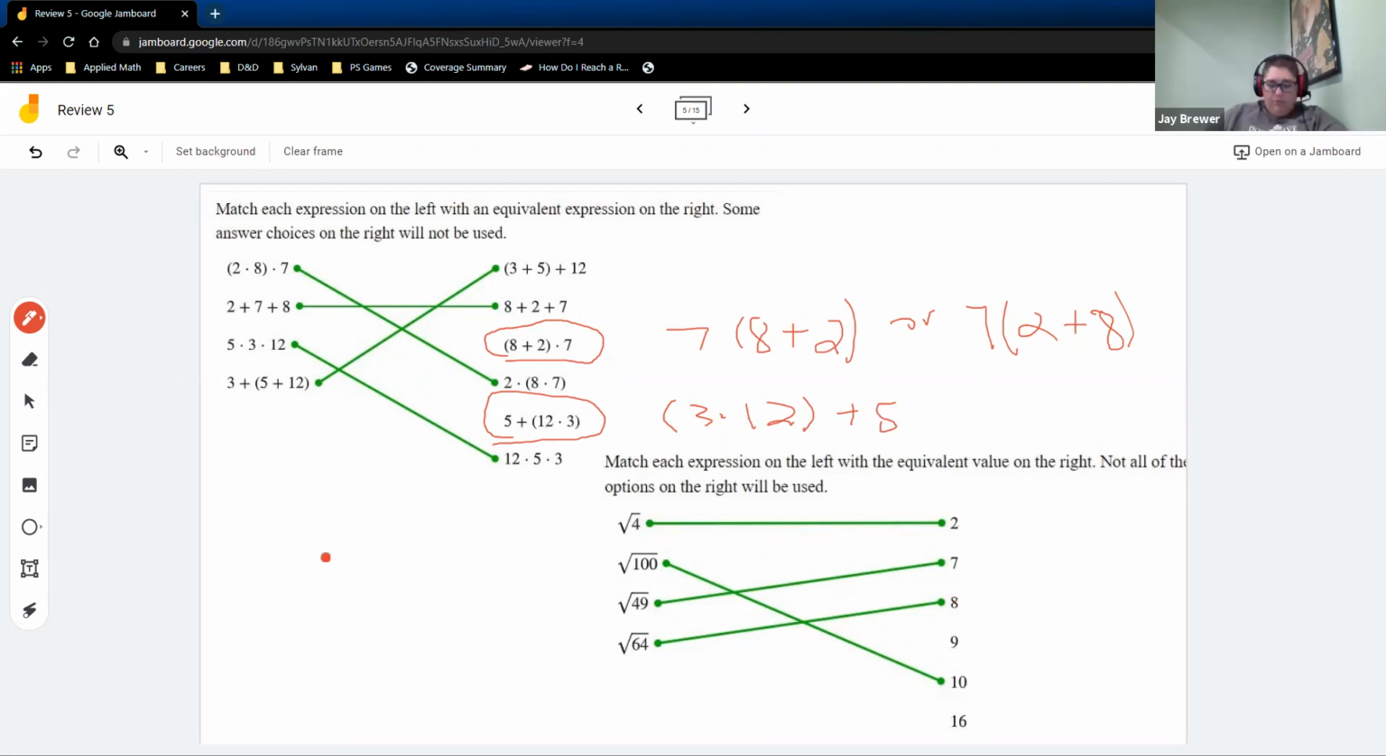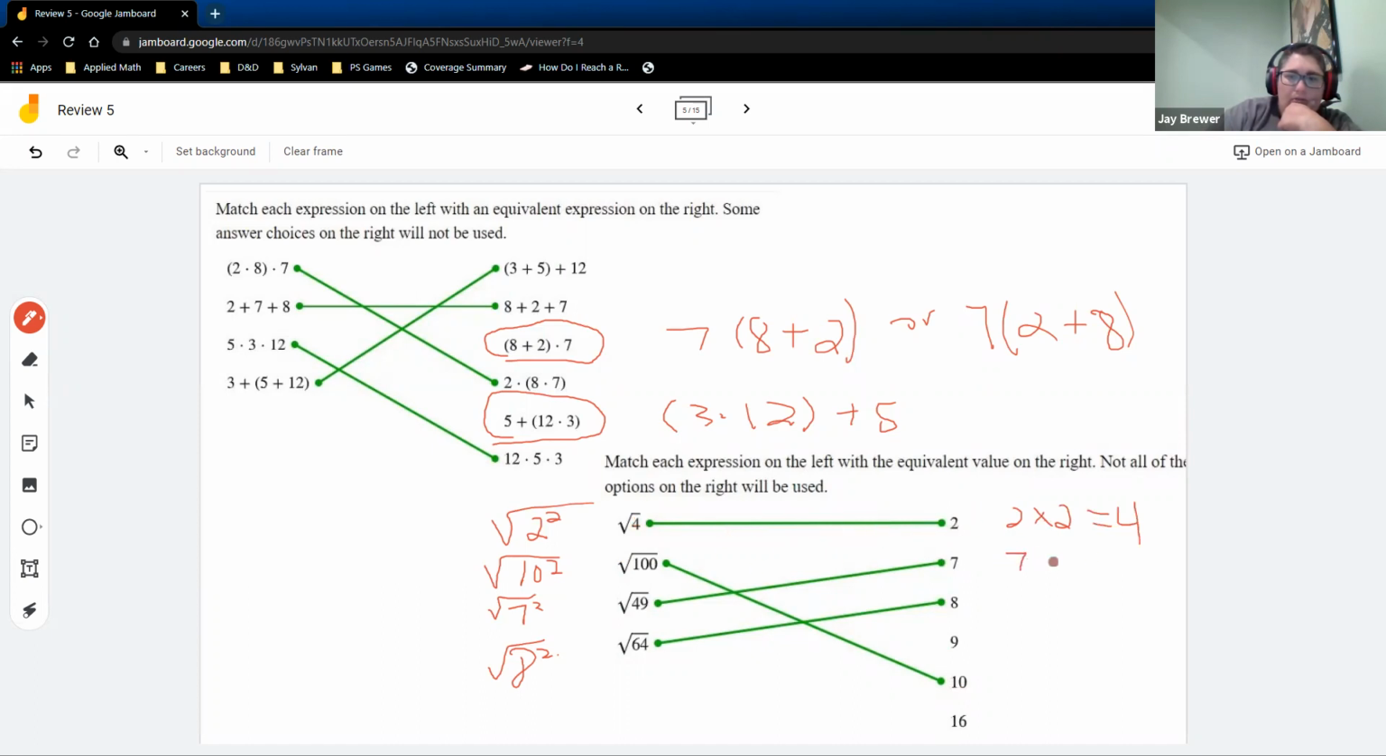The second part here is working with square roots. So basically, if you were to rewrite this, you would rewrite it as the square root of 2 squared, and then square root of 10 squared, square root of 7 squared, and square root of 8 squared. Now, if you didn't know those right away, what you could do is you could come over here and say, oh, okay, these are my options. What happens when I do 2 times 2? Well, when I do 2 times 2, I get 4. So that's how you know those two match.